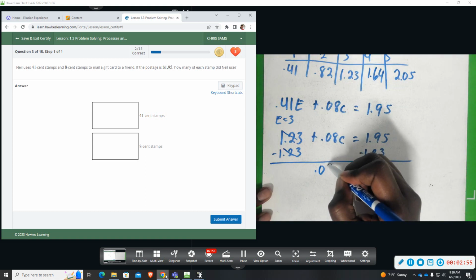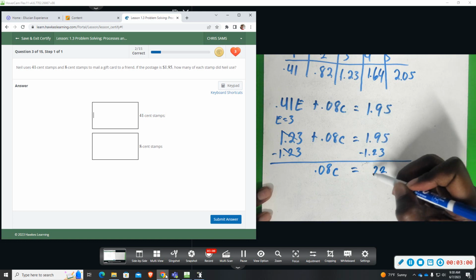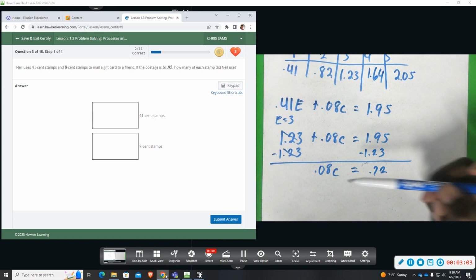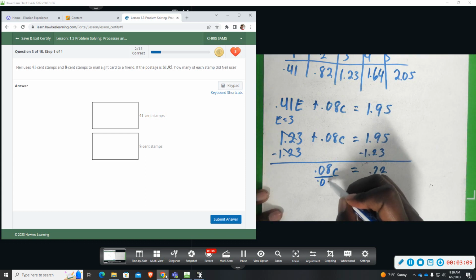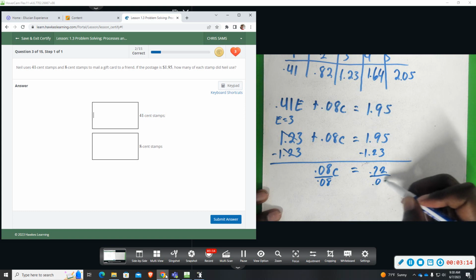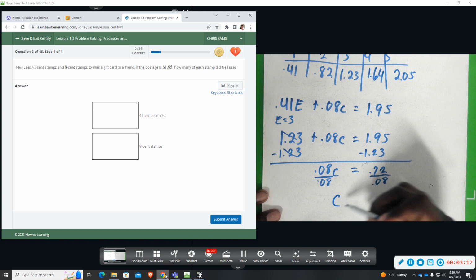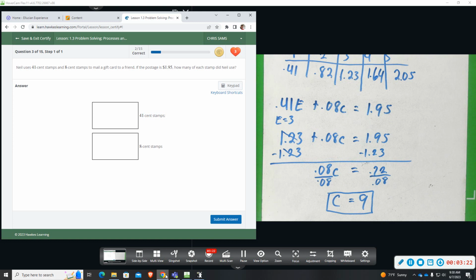Bring down 0.08C. It's going to give us 0.72. Now 0.08 is a multiple of 0.72, so if I was to divide, 8 times 9 will give us 72. So that says C equals 9. All right, and of course you want to double check. So we get 3 of the more expensive 41-cent stamps, and we would use 9 of the cheaper stamp.